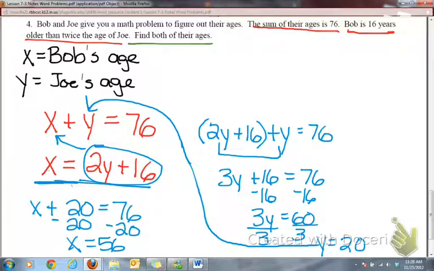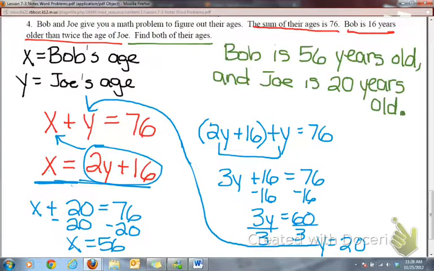So now we are ready to write our sentence or two. There you have it. Bob is 56 years old and Joe is 20 years old. All right, make sure that you do include all of those parts. You don't want to get that backwards. X was 56 and x is Bob. So you don't want to accidentally write your sentence the wrong way.